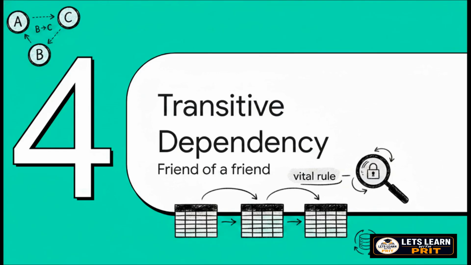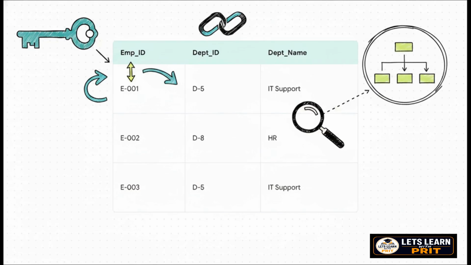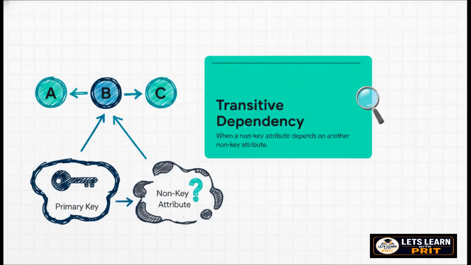Moving to Section 4, Transitive Dependency Concepts. Stay with me here. This is the last major theoretical rule of normalization. Take a look at this employee database scenario. We have employee ID, department ID, and department name. The primary key here is employee ID, but notice that there's an indirect relationship going on. E001 belongs to department D5, and D5's name is IT support. This is where transitive dependency comes in. Technically, it happens when a non-key attribute depends on another non-key attribute instead of linking straight to the primary key.